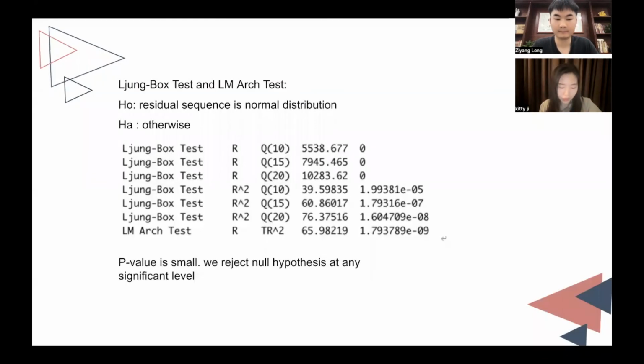Okay, the next 2 tests are the Ljung-Box test and the LM ARCH test. The null hypothesis of these 2 tests is that the sequence is white noise. We can see the p-values are pretty small, less than 0.1, which means that we reject the null hypothesis at any significance level. So the residual sequence has autocorrelation and isn't white noise.